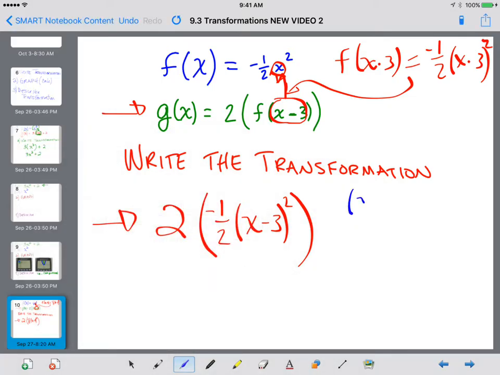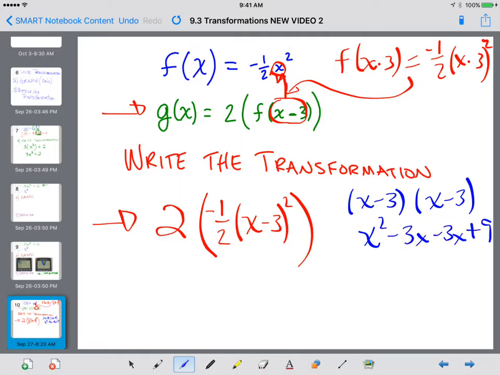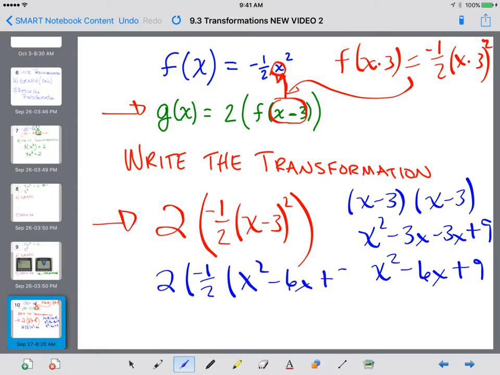you would have to go on the side here and do x minus 3 squared, which is x minus 3 times x minus 3. You would have to FOIL. You would get x squared minus 3x plus 9. So x squared minus 6x plus 9. So we have 2 times negative 1/2 x squared minus 6x plus 9.